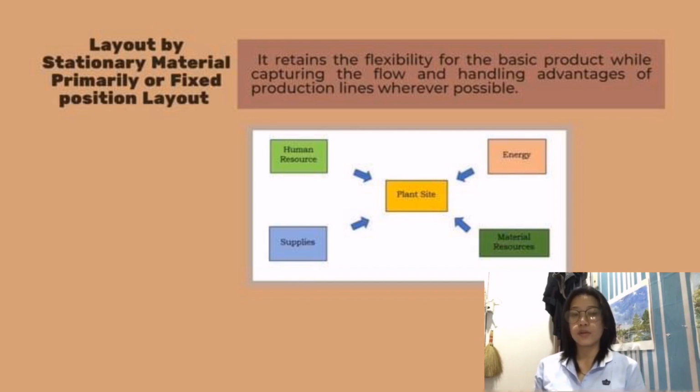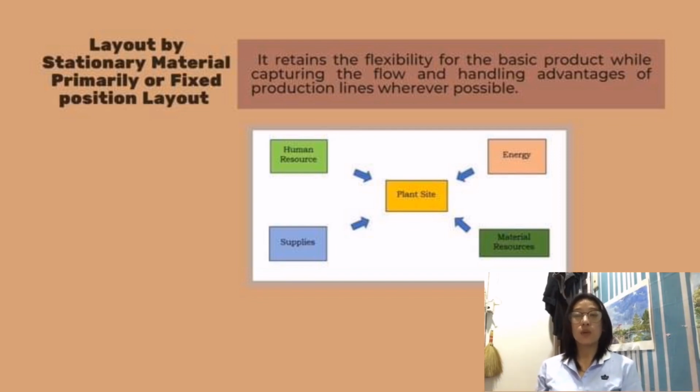And the last layout is layout by stationary materials, primarily, or fixed position layout. It retains the flexibility for the basic product while capturing the flow and handling advantages of production lines wherever possible. Some of the advantages are the possibility of assigning one or more skilled workers to a project from start to finish, and maximum flexibility for all sorts of changes in product and processes, and so on.